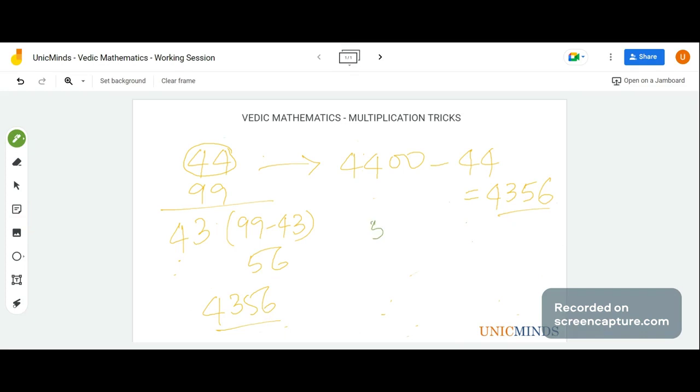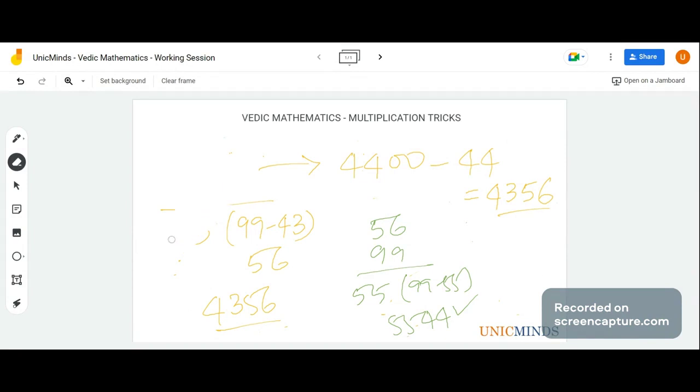Say 56 into 99. So your LHS will be 55, and your RHS will be 99 minus 55. So that's 44. 5544 is the answer. 56 into 99 is 5544. These are quite useful techniques, and even the traditional method is also quite fast. It's like multiplying mentally into 100 and minus the number itself.